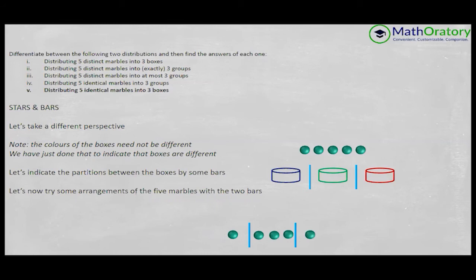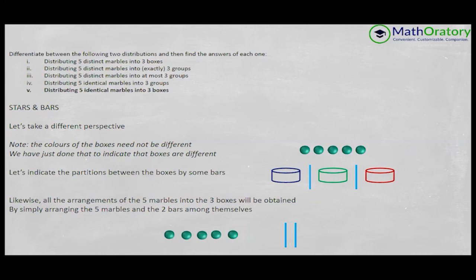Now let's look at one final one. There is one marble on the left hand side of the first bar, blue box, three marbles in between the two bars, green box, and one marble on the right hand side of the second bar, that is the red box. So this is the particular arrangement. The blue box has one marble, the green box has three marbles, and the red box has one marble. So each of these arrangements of the five marbles and the two bars is actually giving us all the ways we can distribute the five marbles into the three boxes, isn't it?